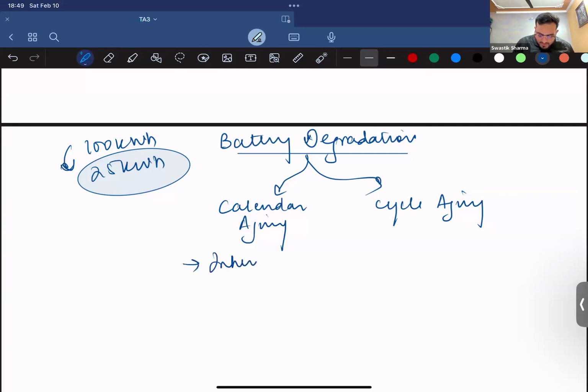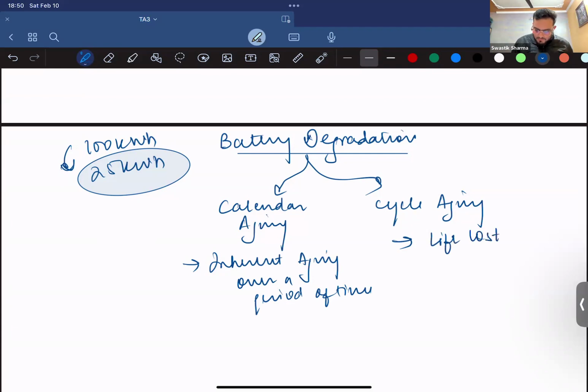Calendar aging is generally the inherent aging, which is due to various factors, generally over a period of time. While cycle aging, dependent on temperature, depth of discharge, and other things, is the total life that it loses.